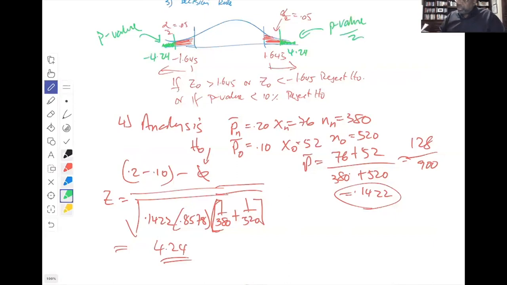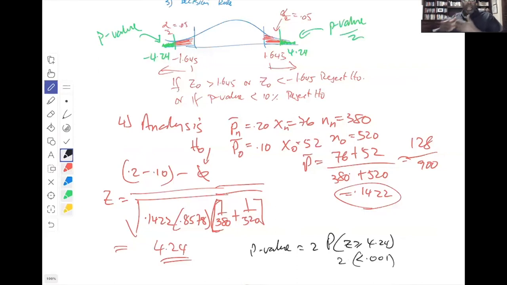So all I now need to do is to calculate what that area is and multiply it by 2, and then I get the actual p-value. But we don't have 4.24 on the table. So p-value is twice the probability of z greater than or equal to 4.24. Since we don't have 4.24 on the table, but we know that it is less than 0.001, if we multiply that by 2, then we have our p-value being less than 0.002. So p-value is less than 0.002.